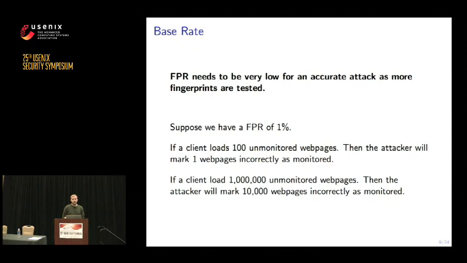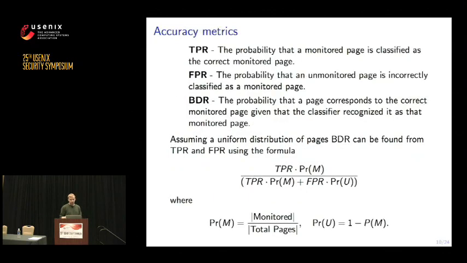And over time, if the client visits like a million pages, the attacker is going to get about 10,000 false alarms, which is just far too high. So for an attack to withstand the number of false alarms, the false positive rate needs to be orders of magnitude lower than 1%.